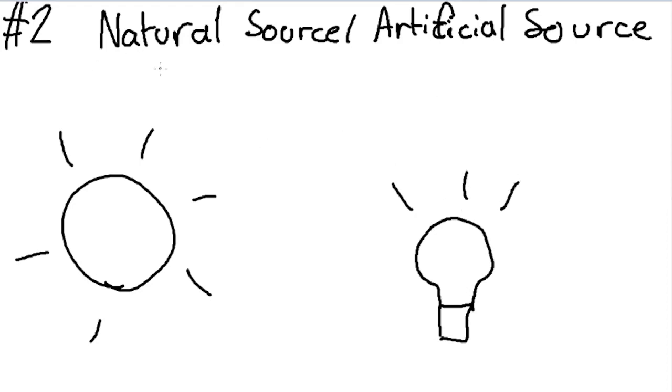Natural, it comes from nature. Artificial, it comes from humans. I'm sure you guys understand. Pretty easy so far. So that's the second property. Let's move on to the third.